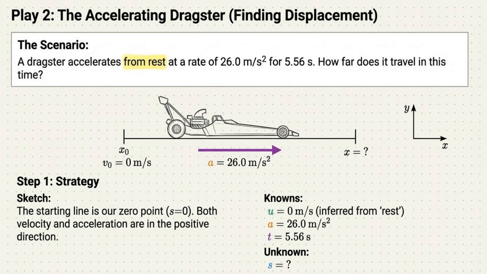Let's move on to the next part, where we focus on an accelerating dragster starting from rest. The dragster accelerates at 26.0 meters per second squared over a time period of 5.56 seconds, and we want to find out how far it travels during this time. To do this, we establish our starting point as 0, meaning the initial displacement is 0, and both velocity and acceleration are positive in this direction. We know that the initial velocity is 0 because it starts from rest. The acceleration is 26.0 meters per second squared, and the time is 5.56 seconds. Our goal here is to calculate the displacement, which is the distance the dragster covers during this acceleration phase.